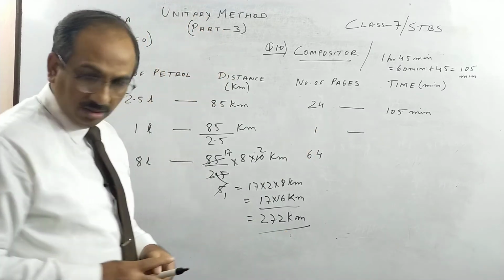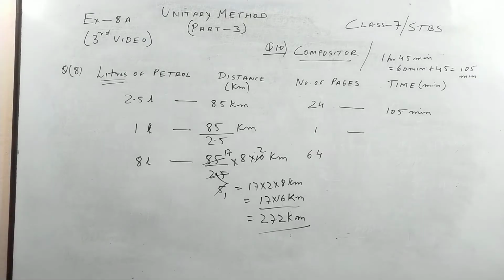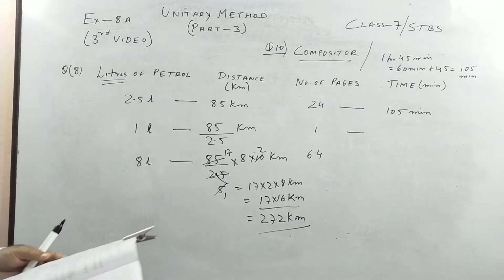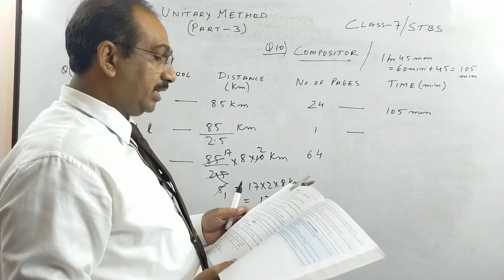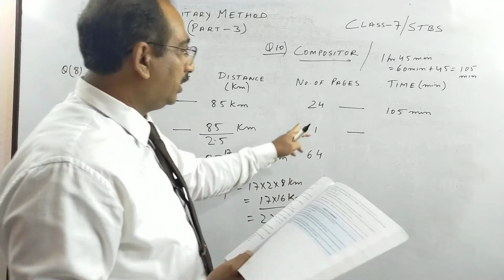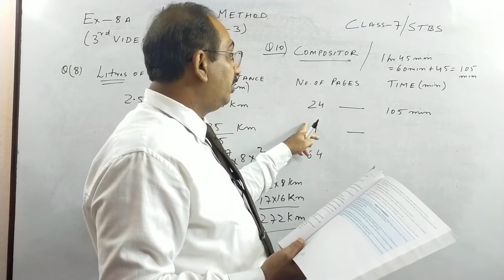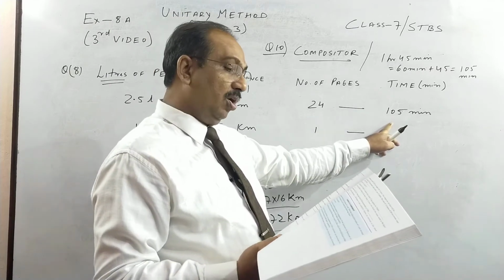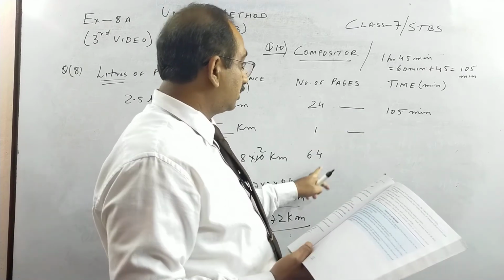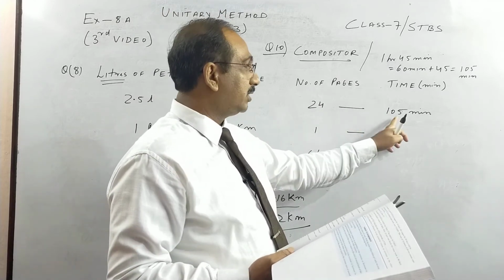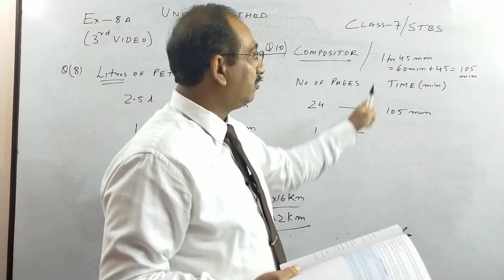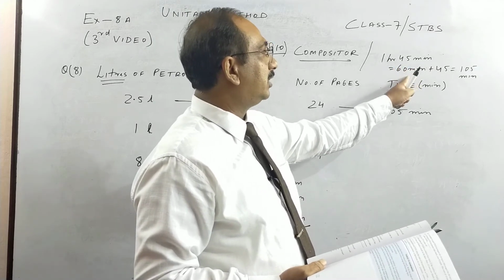So here you see the question, because sometimes I told you I changed the order. A compositor takes 1 hour 45 minutes to compose 24 pages. How long will it take to compose 64 pages? So see, again I have reversed the order. 24 pages, actually it was saying this many minutes. Another thing, 1 hour 45 minutes, I have changed to only minutes.